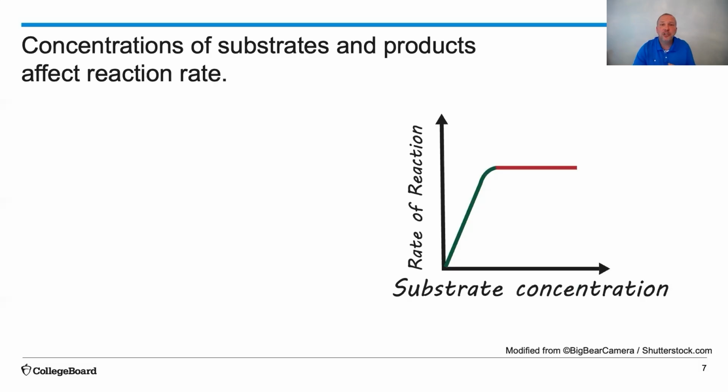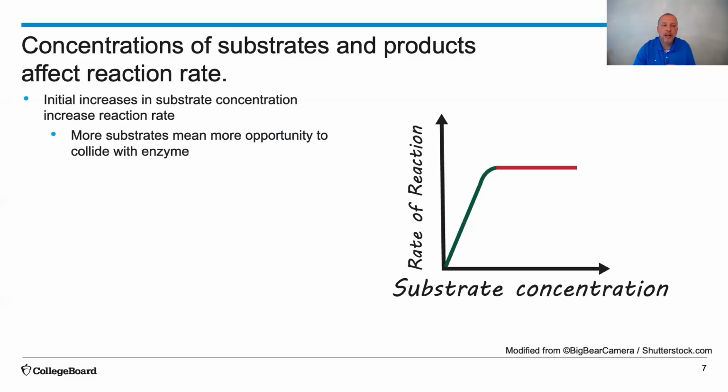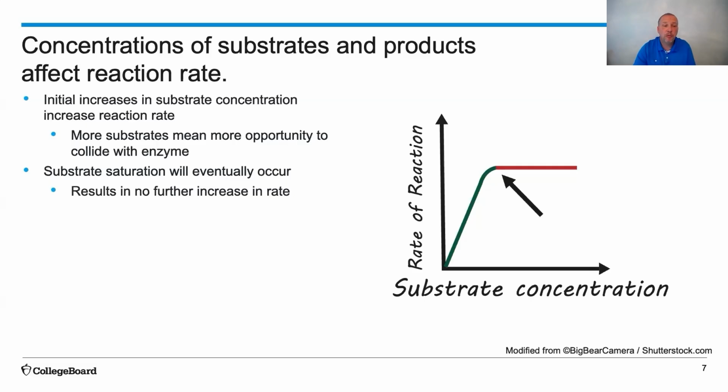So how do the concentrations of substrate and products affect reaction rate? Well, an initial increase in substrate concentration increases reaction rate. More substrates mean more opportunities to collide with enzymes. Substrate saturation will eventually occur, as you can see on the chart. This results in no further increase in rate. The reaction rate will remain constant if saturation levels are maintained.